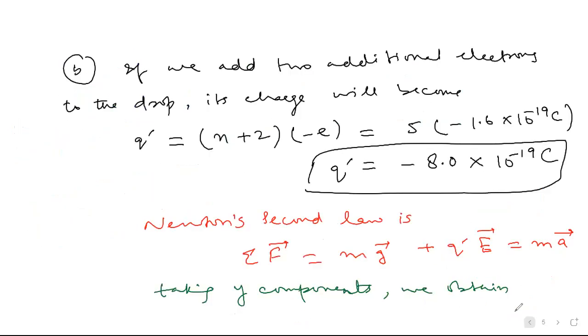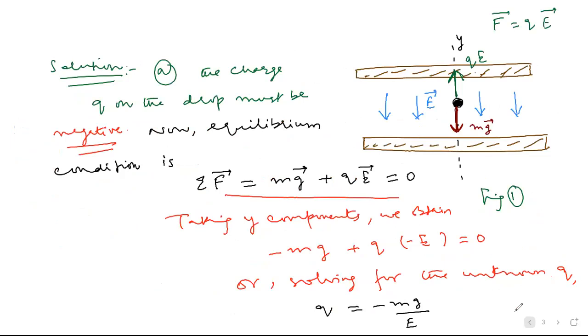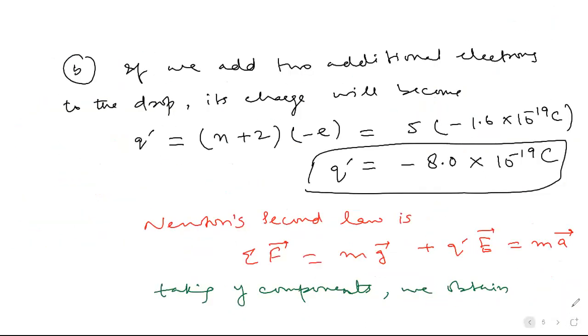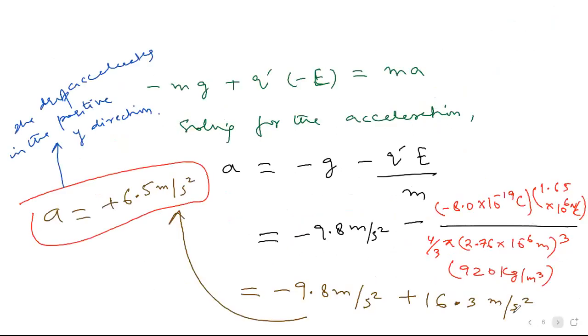So let me summarize the problem. So first we concluded the sign of the charge on the drop to be negative. We said F is QE, electric field is downward. For the electric force on the drop to remain in upward direction, charge must be negative, which we obtained from Newton's second law. And the size of the charge we obtained as this number. Then we expressed this charge in terms of the elementary charge. Then we made the change in the charge. We added 2 additional electrons to the drop mathematically, and its charge is now Q prime. Then we used Newton's second law to find the acceleration of the drop, and we ignored drag force.